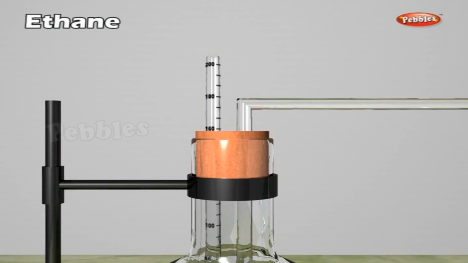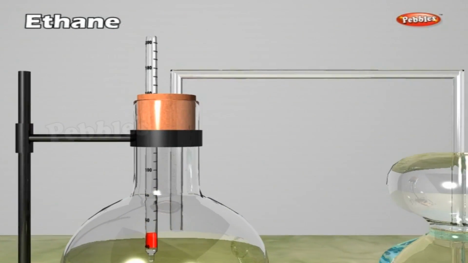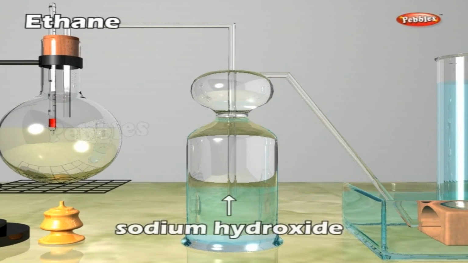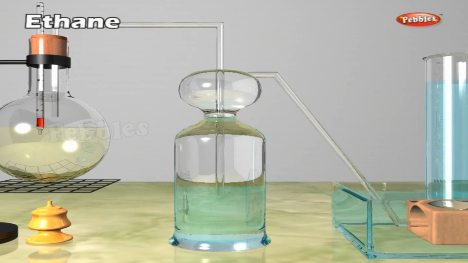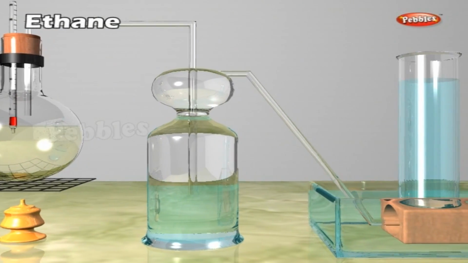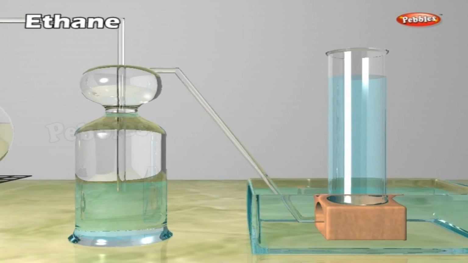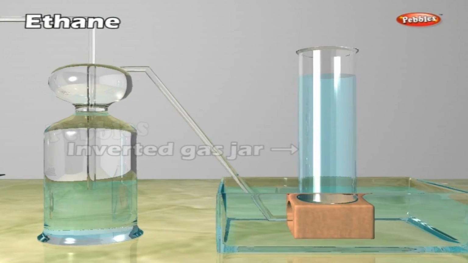The other end of the delivery tube is passed to the vessel containing sodium hydroxide solution. The vessel has a side tube which is inserted to one end of the delivery tube. The other end of the delivery tube is passed through the beehive shelf, over which a gas jar filled with water is kept inverted.